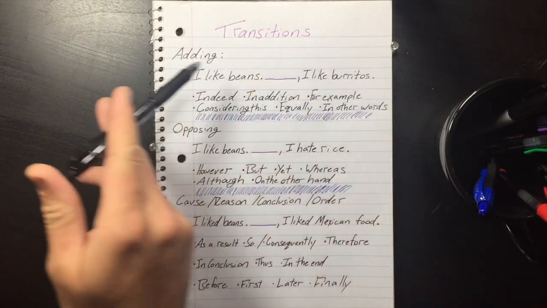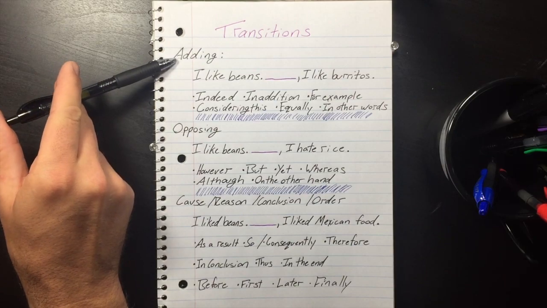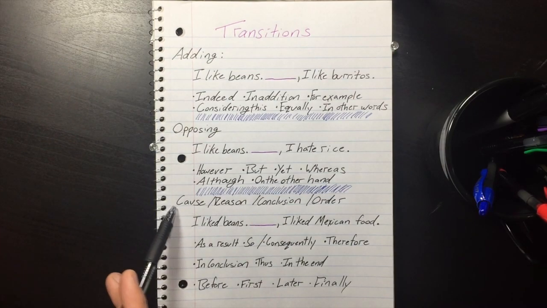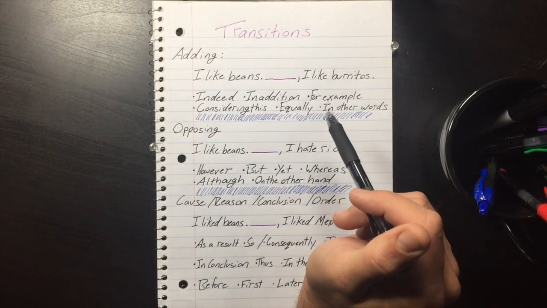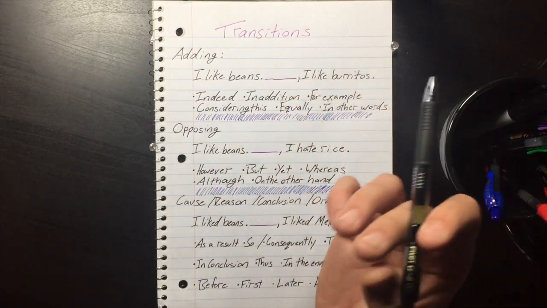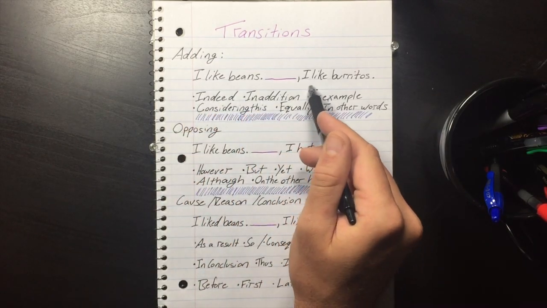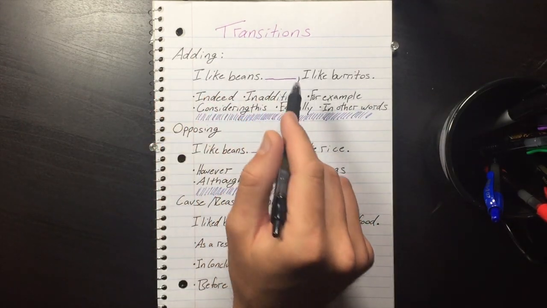Transitions, look at this. There are three different types: adding, opposing, and logical transitions. These transitions go between sentences to establish the relationship between the two sentences, of this sentence versus this sentence. So let's look at adding transitions.